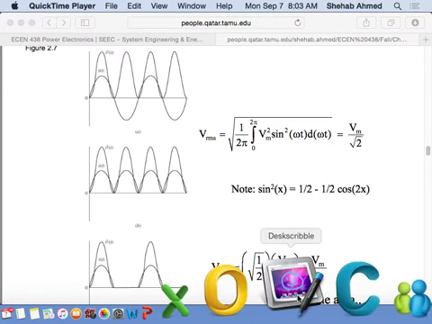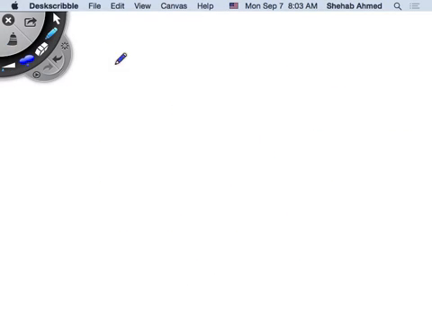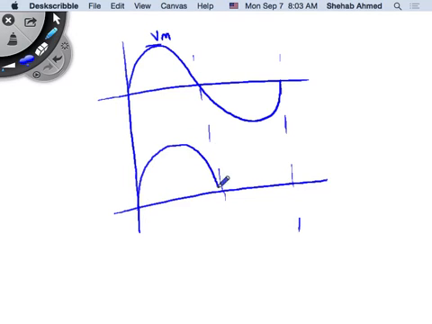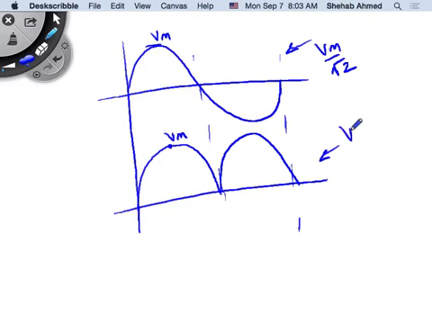So if you have a sine wave like this, with V max here, and I have a full wave rectified version of it with the same peak value, what's the RMS value of this? For the sine wave, what's the RMS value of any sine wave with a peak value of V max? V max over root 2. Okay. What do you think is the RMS value of this? Exactly the same, right? So it's exactly the same.